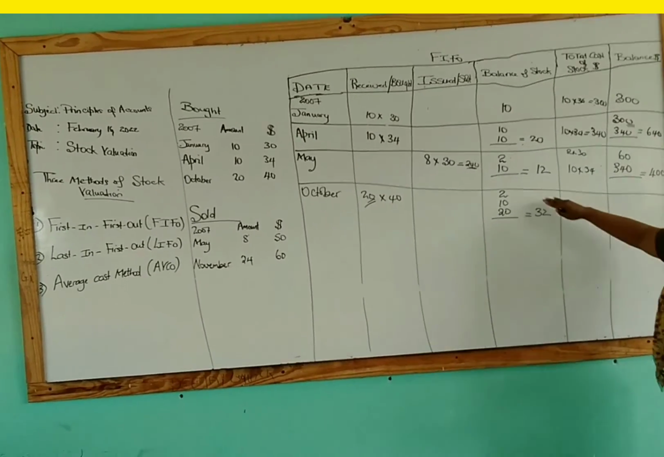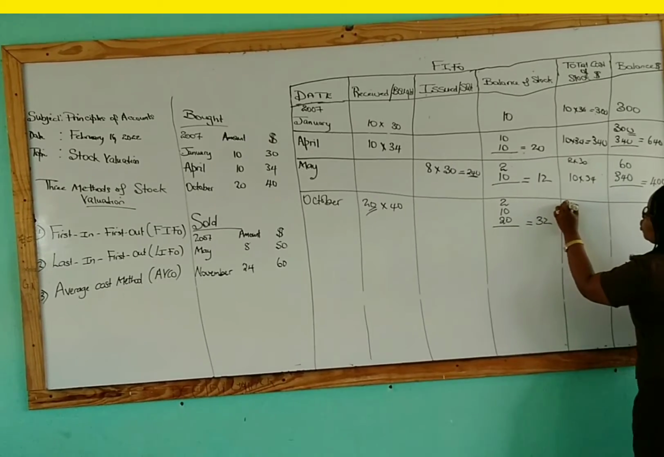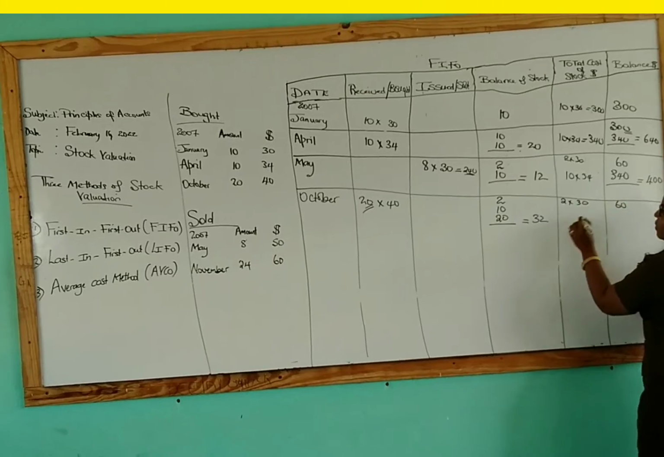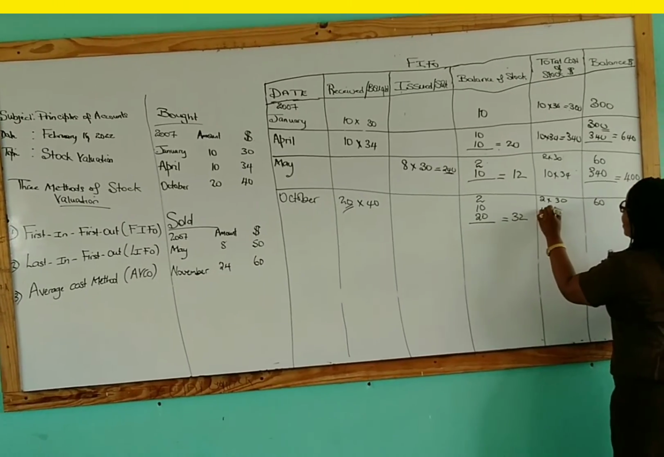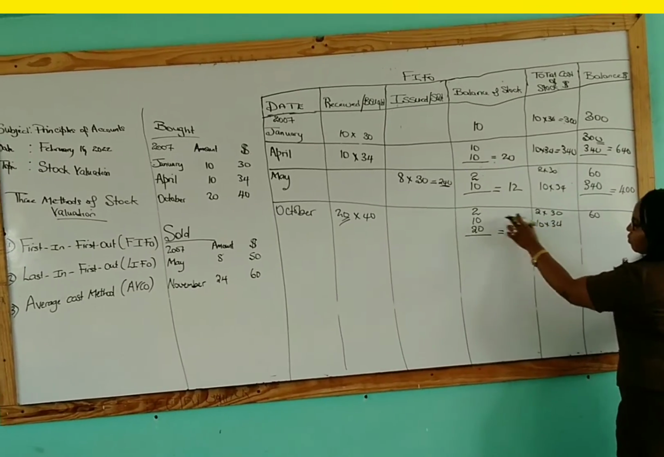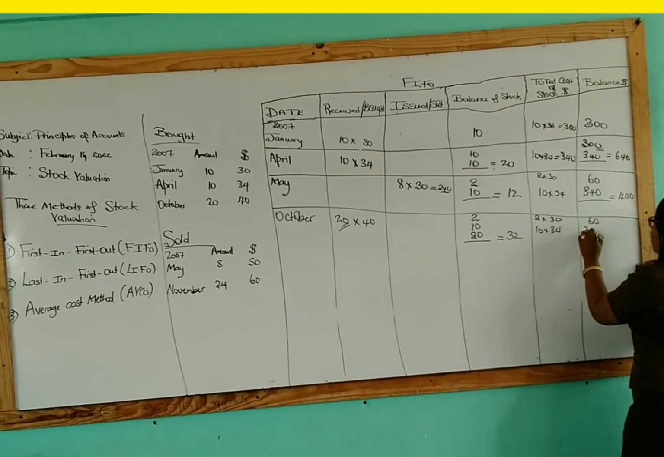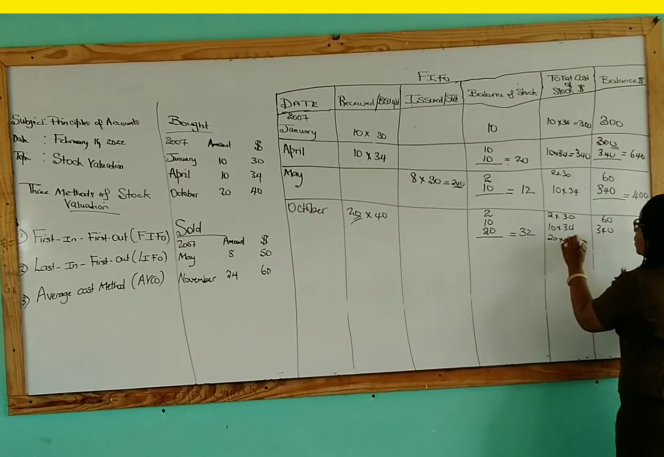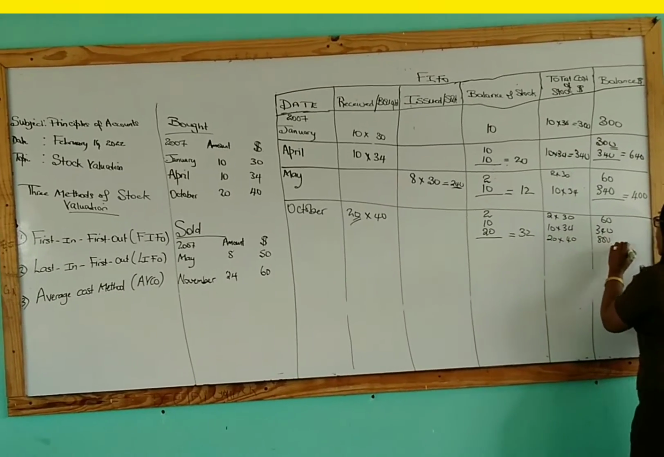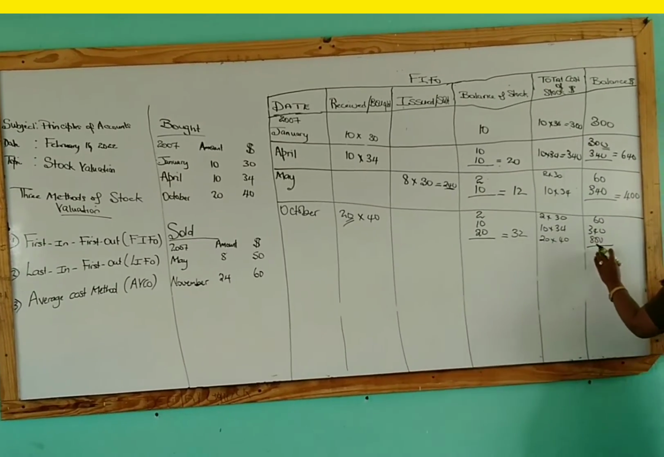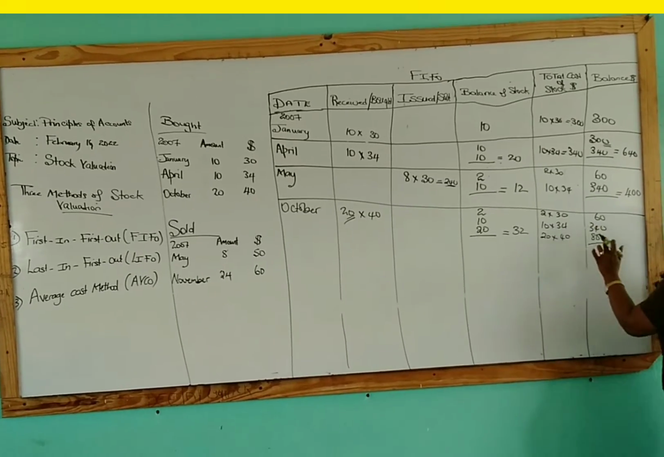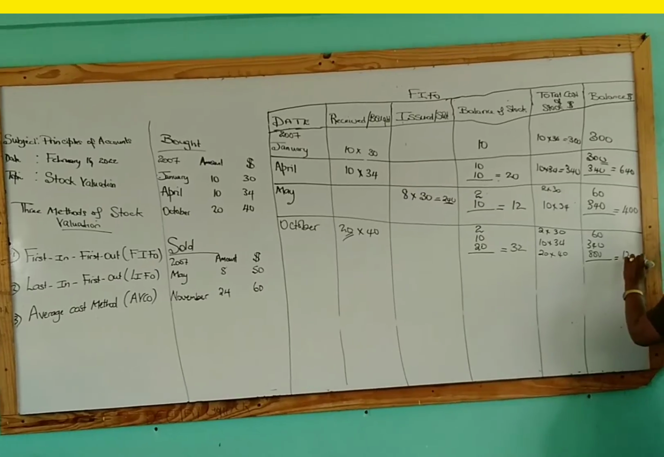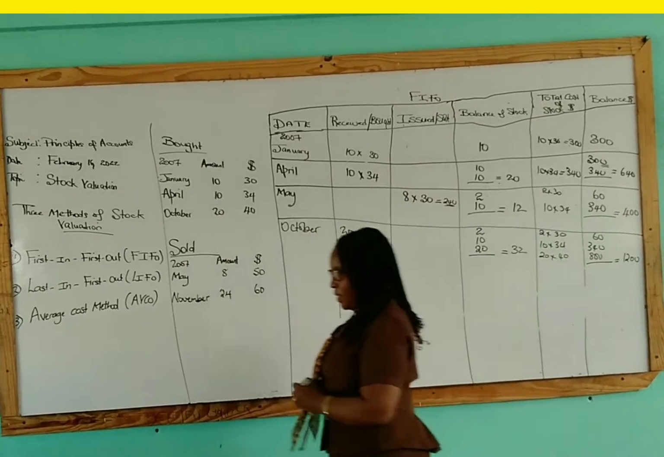It's the same thing here. We do 2 times 30, 60. 10 times 34, 340. And 20 times 40. And you add up everything, and you get that should be for October.